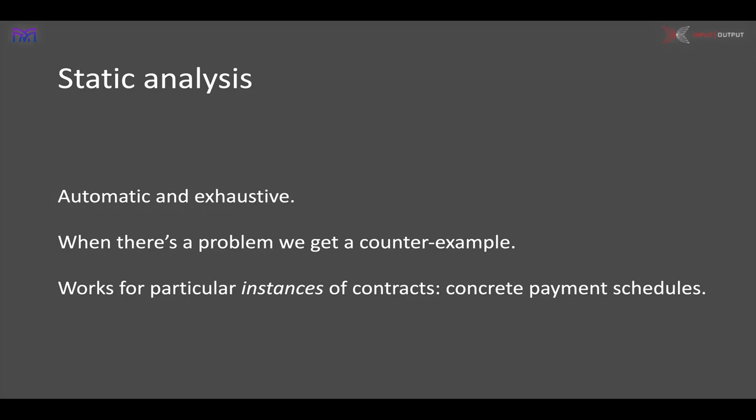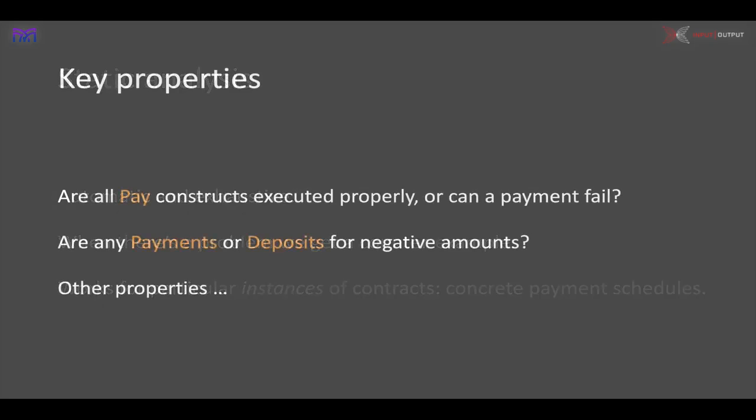But the thing to realise here is that this works for particular instances of contracts. So if we think about the zero coupon bond, we said exactly what the start date is and the end date. We've said exactly what the notional and the discount are. So we have specific numbers in there. But given that it's a real contract as would be executed, we can do this automatic and exhaustive testing.